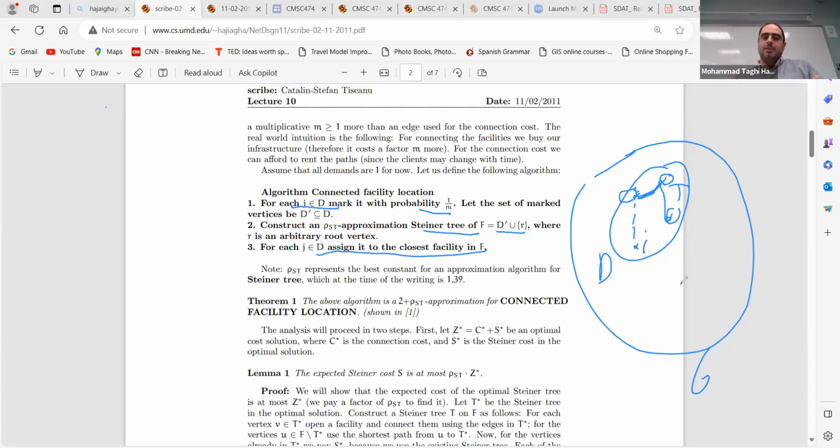What is the claim? Here we talk about the rho approximation for Steiner tree, which is currently 1.39, the best one. So the above algorithm is 2 plus rho ST, which would be a 3.39 approximation for connected facility location. So let's see the proof. The proof comes from two lemmas, and these are beautiful things. Why this algorithm works is actually quite interesting.